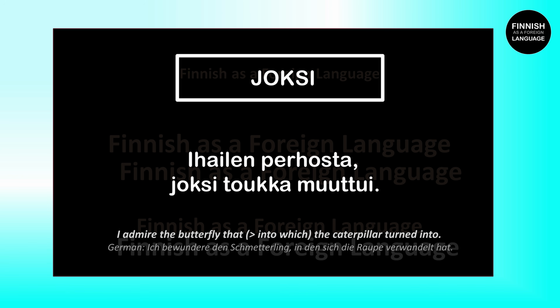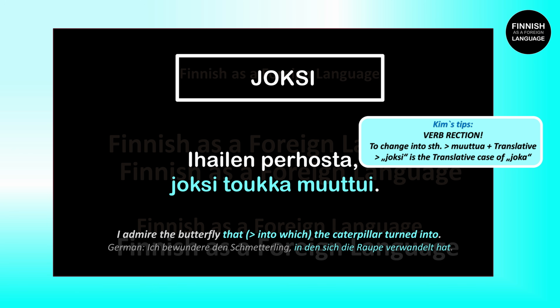So let's go step by step. Ihailen means I admire. Its basic form is ihailla, which means to adore. And by the way, also important to mention here is that it takes the partitive case. That's why it's followed by perhosta, which is the partitive case of perhonen, which means butterfly. Joksi means into which. It's the translative case of joka, which we use to express end states or transformations. So the whole relative clause, which is joksi toukka muuttui, means into which the caterpillar changed.